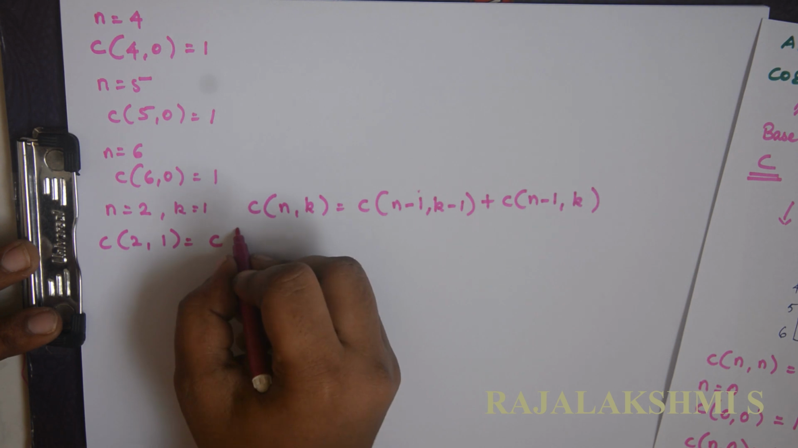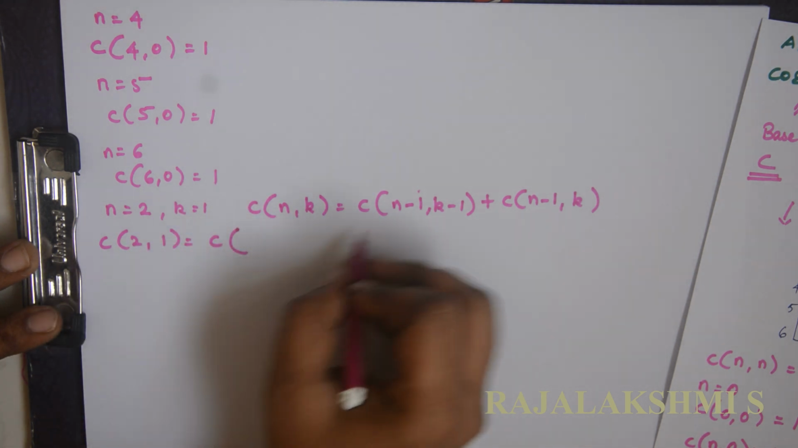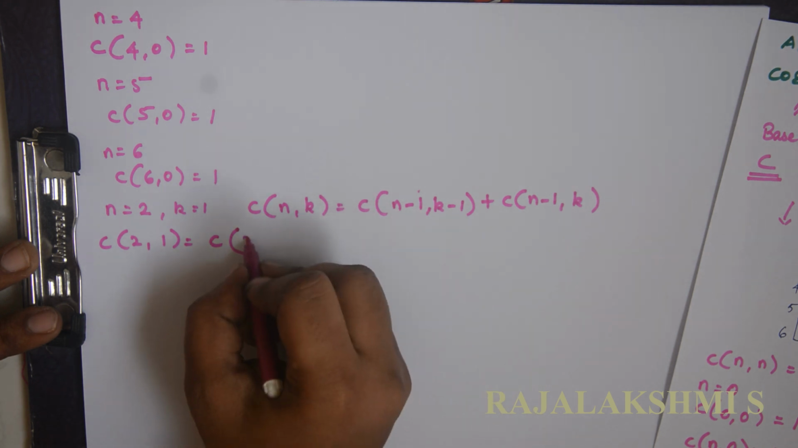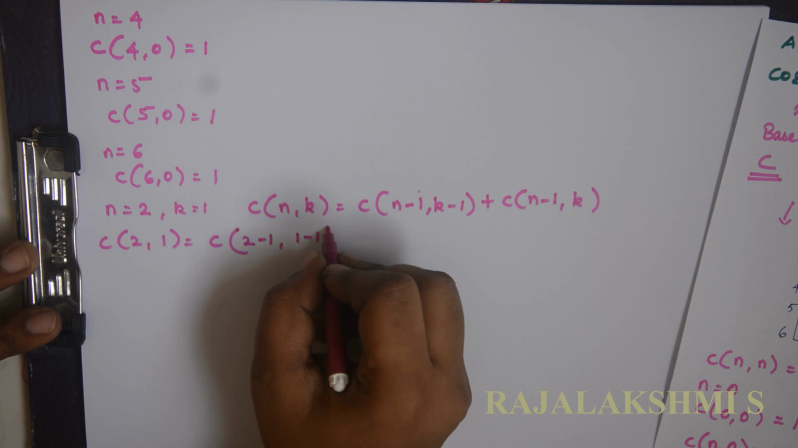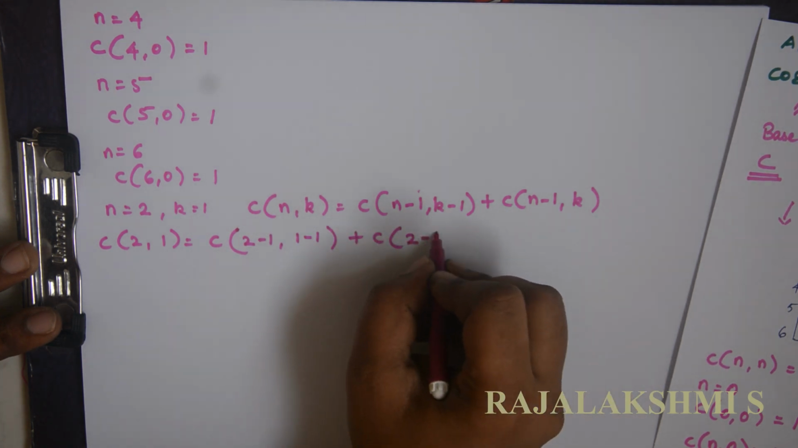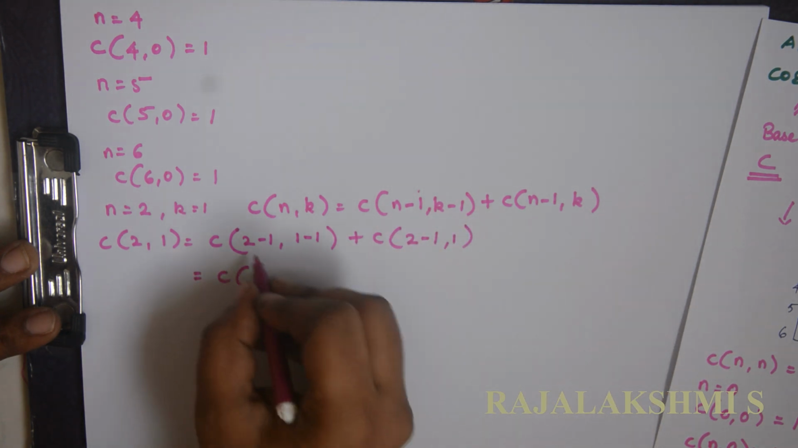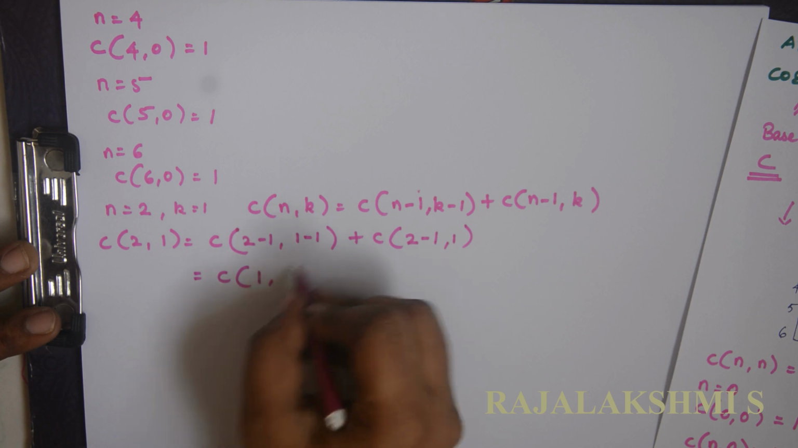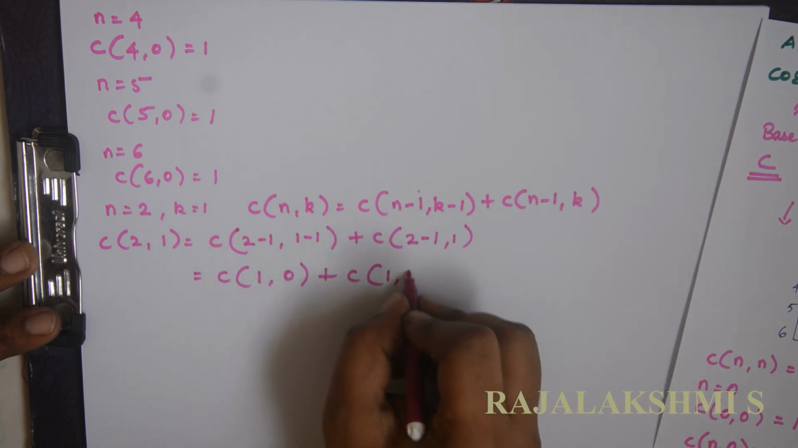Instead of n we have 2 and instead of k we have 1. So it is C(n-1, k-1), which is C(2-1, 1-1), plus C(n-1, k), which is C(2-1, 1). So here we have C(1, 0) plus C(1, 1).